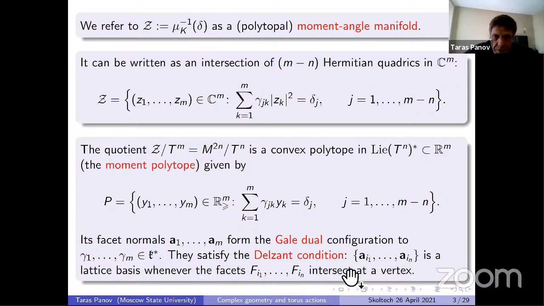So this is a Gale duality between the facet normals of the polytope and those gammas, the weights of the subtorus. And this non-singularity condition, the freeness condition for the torus action, is just the condition that guarantees that the toric variety is non-singular. So that the facet normals form a lattice basis whenever facets intersect at a vertex.